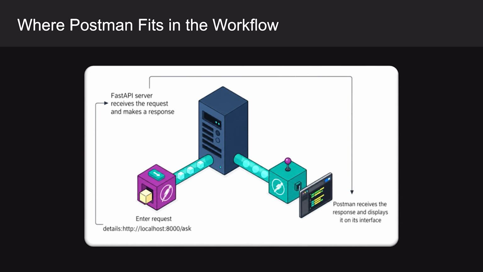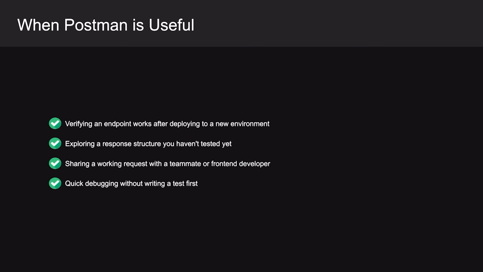pytest is the safety net. The use cases of Postman. Verifying an endpoint works after deploying to a new environment. Exploring a response structure you haven't tested yet. Sharing a working request example with a teammate or front-end developer. And quick debugging without writing a formal test first. All four have one thing in common. They need a human in the loop looking at the actual response. That's what Postman gives you. Your automated test suite is the safety net. Postman is the spot check. Let's switch to Postman to see it live.